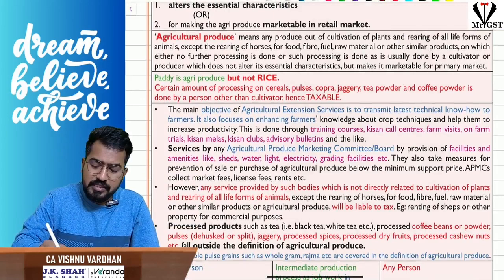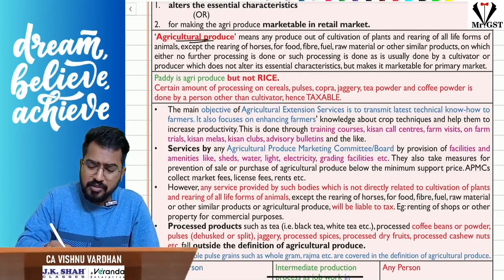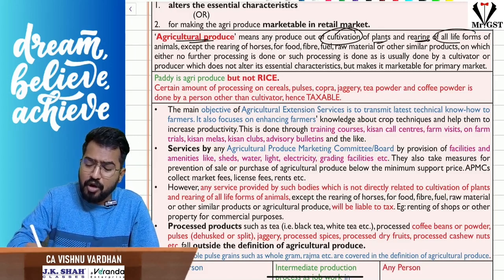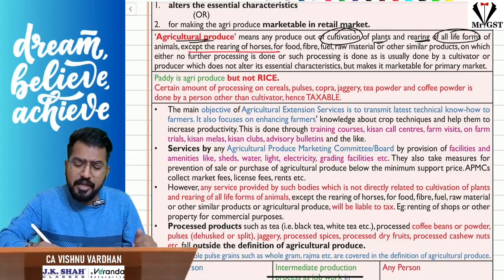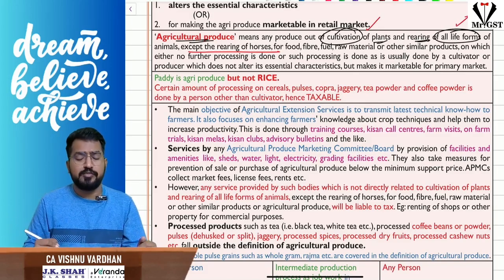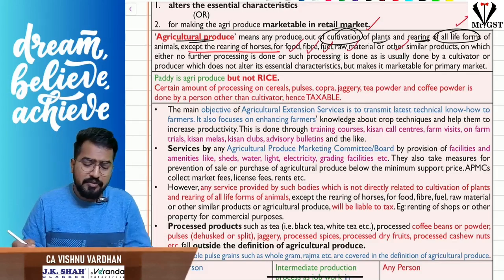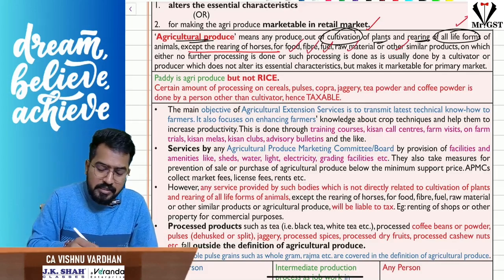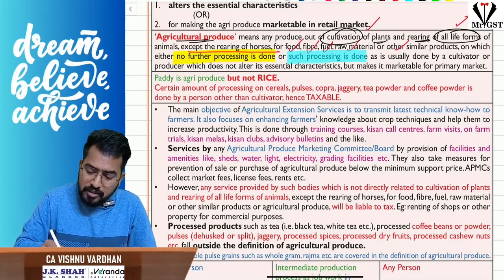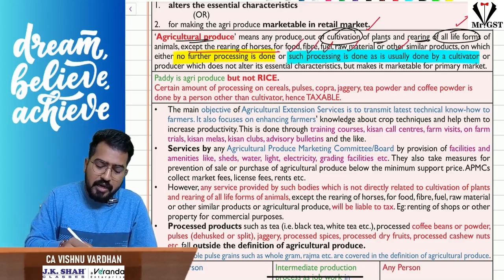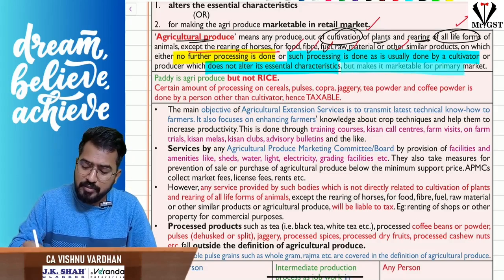If you see, sir, the definition of agricultural produce says: agricultural produce means any produce which is out of cultivating plants, rearing of all life forms of animals except horses. Why are you cultivating the plants? Why are you rearing all life forms of animals? Sir, for food, fiber, fuel, raw material or other similar products, on which no further processing is done, or if further processing is done, it is usually done by the cultivator and it should not alter its essential characteristics but makes it marketable in the primary market.